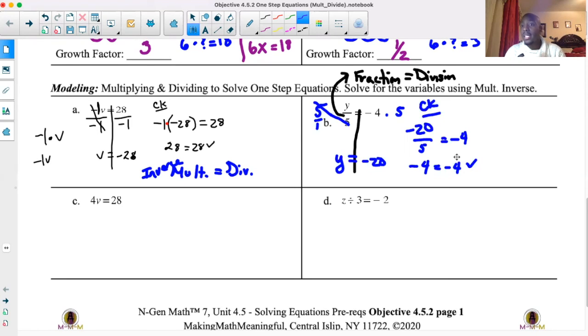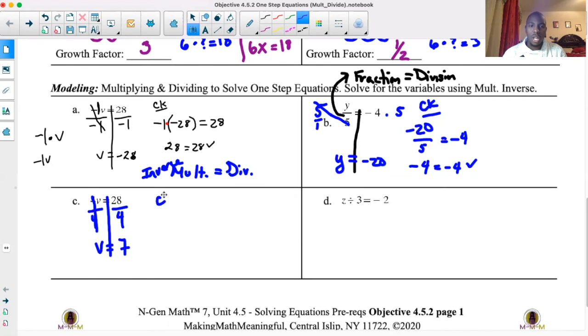Now, on C and D in class, I'm going to ask you guys as students to come on up and practice and show me you know how to do it in front of your classmates to give them understanding. I'm going to go through it pretty quick right now, all right? So I notice I have 4V. I'm going to draw my line down the equal sign. This means multiplication. The opposite of multiplication is division. This line represents division. 4 divided by 4 is going to give me 1. I'm left with V by itself. 28 divided by 4 gives me 7.